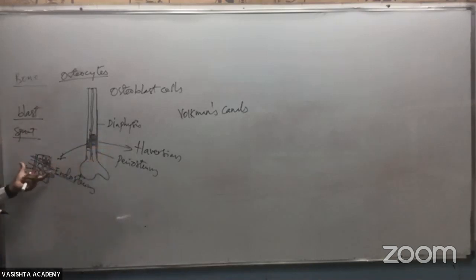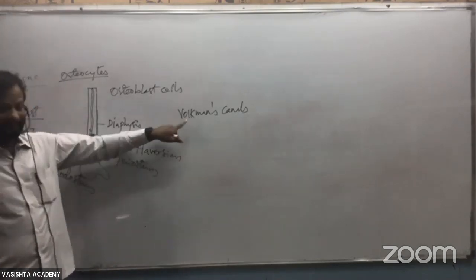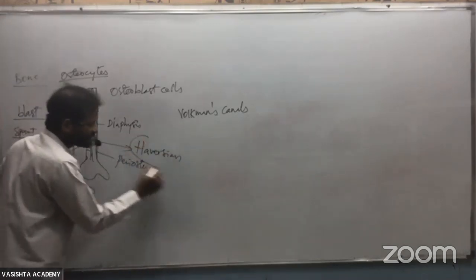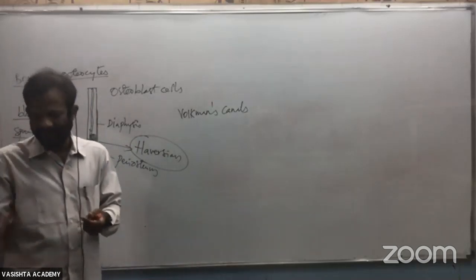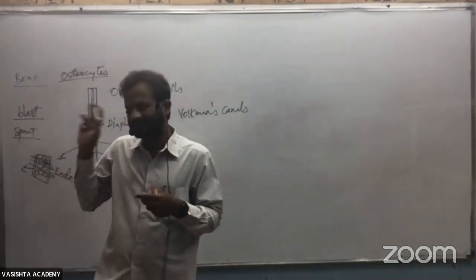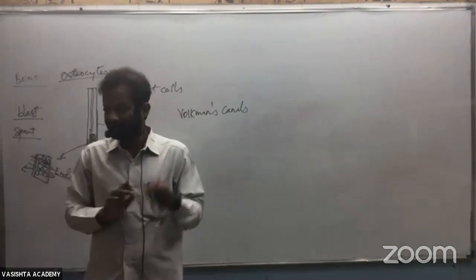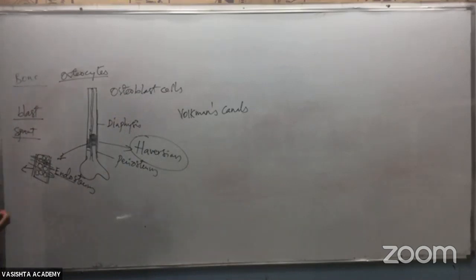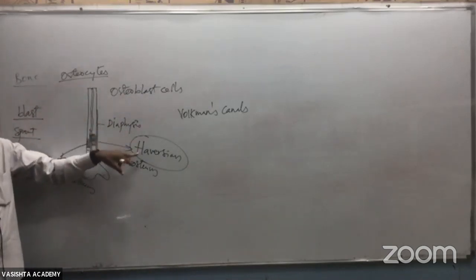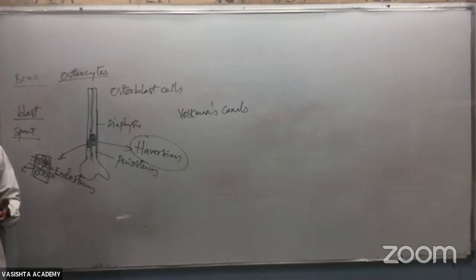The Haversian system is present in between the endosteum and the periosteum of bone. If you get the word Volkmann's canal or Haversian system, in the animal kingdom, in this world, the two words are related only to bone. So immediately you have to recall the structure of bone. We can see the detailed structure of the Haversian system in the regular classes.